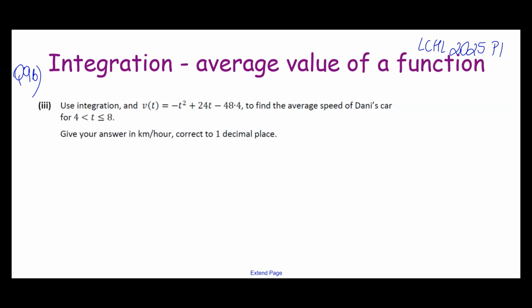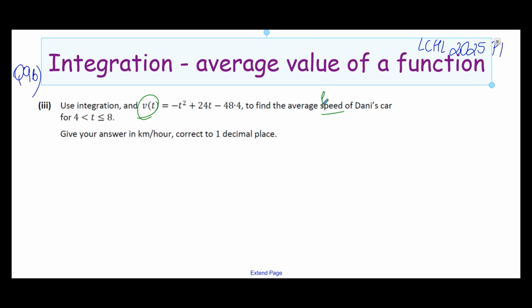So let's have a look at that remaining part of question 9. This is about integration. Here we have our function that they want us to integrate to find the average speed of Danny's car for values of t, meaning the time, between 4 and 8 seconds. So how do we find the average speed?